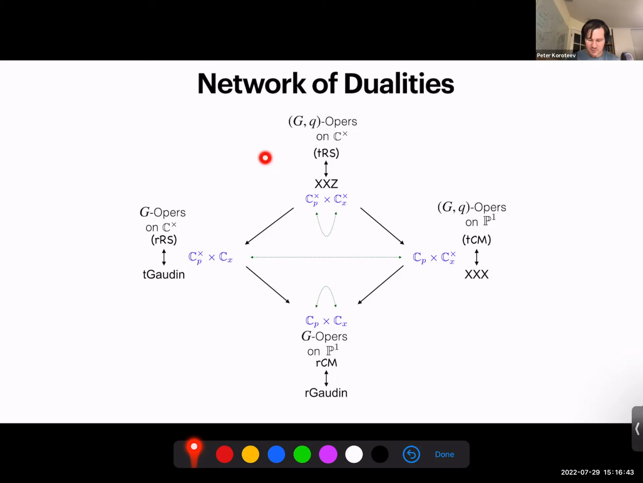On top of the hierarchy, we have q-Opers on C star, and that gives you a TRS model and the XXZ model, related in the way that I described in the previous two slides. Then you can take various limits. Instead of C star, you can think of CP1, and study q-Opers on CP1. I'll give you an example of that later. Instead of the TRS model, you get the trigonometric Calogero system, and the spin chain will be more familiar: the Heisenberg XXX magnet.